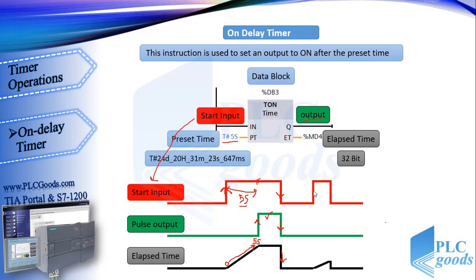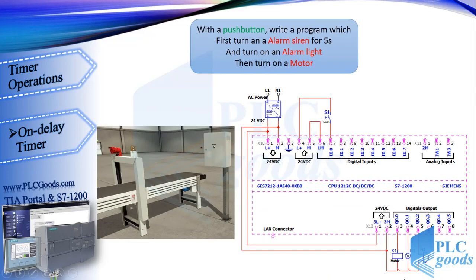Now, see here, if the start input goes to 1 and comes back to 0, before the ET output reaches the preset time value, the output will remain off. For example, if we have a pulse for 2 seconds, which is less than the preset time, the output will be off.